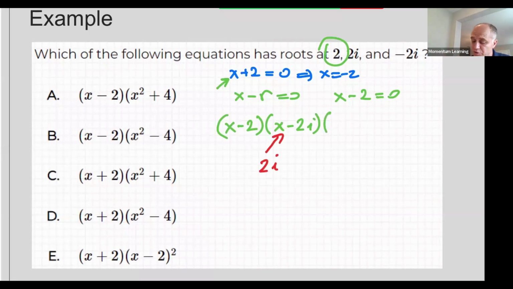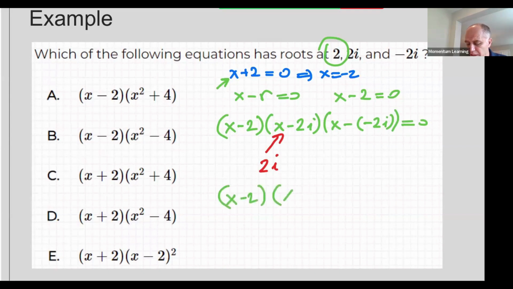And for the third one, because we have 3 roots, for the third linear factor, I can put again x minus, but the root is negative 2i. Be careful about this negative. And you see x minus root. We are writing x minus root. The roots are 2, 2i and negative 2i. Okay, so let's collect all these operations. x minus 2i times x plus 2i equal to 0.